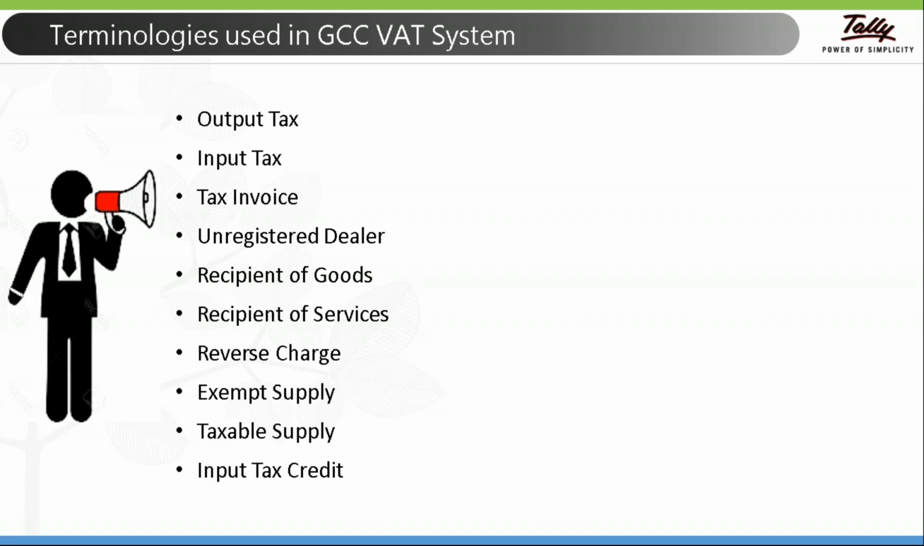For example, if I'm purchasing taxable goods, I'm paying 5% tax to the seller. What happens when I'm making a sale of the same item? Whatever tax I charge, I reduce the tax which I have already paid and then pay the remaining amount to the department. So this is called input tax. Input tax credit is availed by the registered dealer.